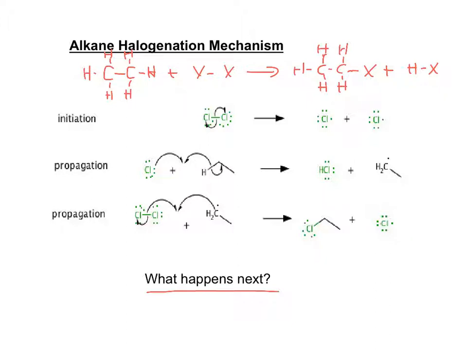Note that in the initiation step, 2 radicals form from a non-radical. In the 2 propagation steps, a radical reacts with a non-radical to form a new radical and new non-radical. So what happens next is the 2 propagation steps occur over and over and over again. Ideally, you do not want the termination step to occur because that will stop the reaction.